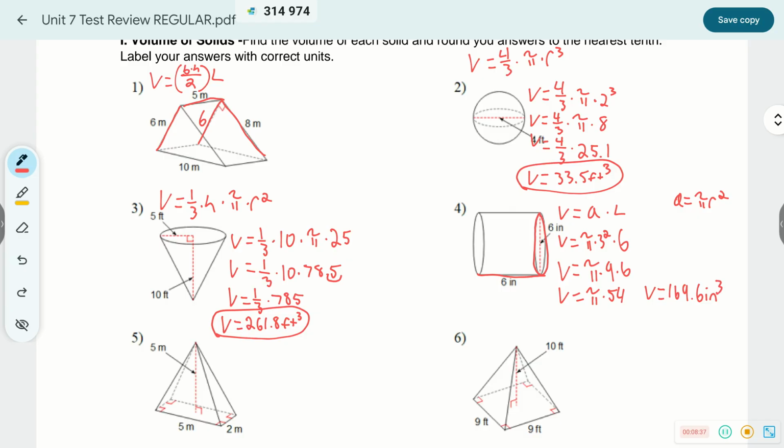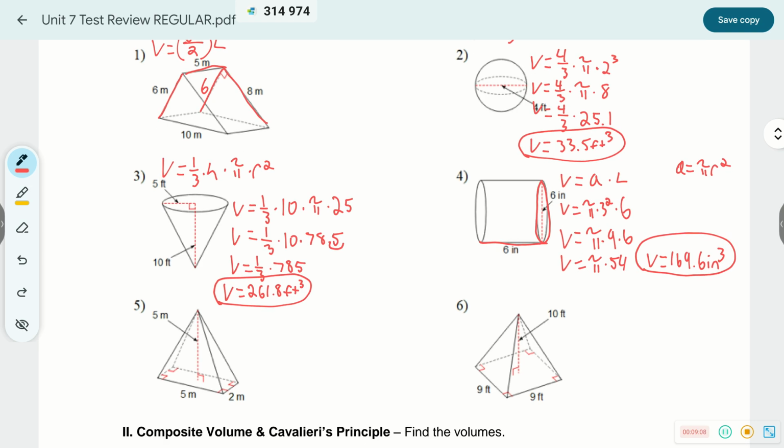Remember, all of our answers are in the measurement of the problem cubed. All the problems will be cubed. That doesn't mean you cube the answer. It doesn't mean, oh, what's 169 times 169 times 169? No, that's not the answer. It's a cubic measurement. Volume is always a cubic measurement, just like how area is a square measurement. So the volume of this cylinder is 169 inches cubed.